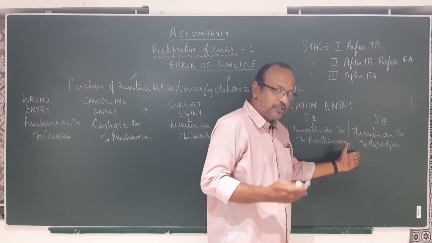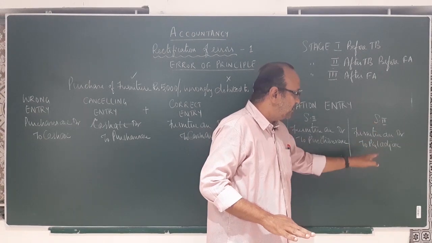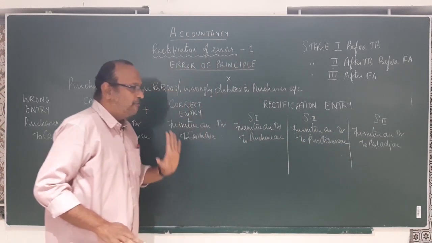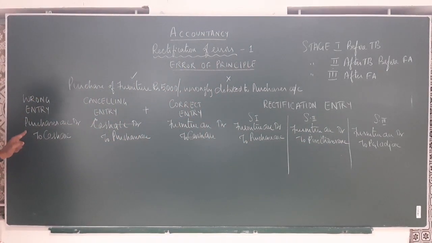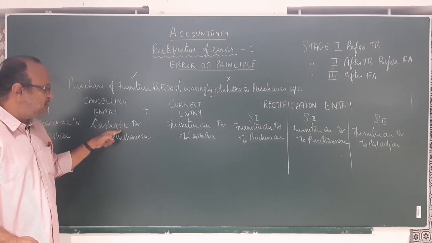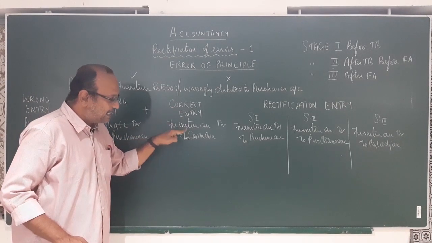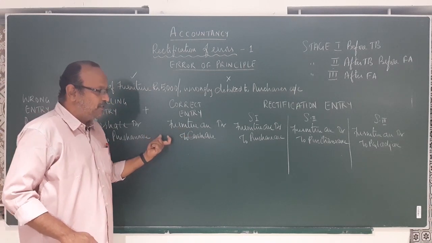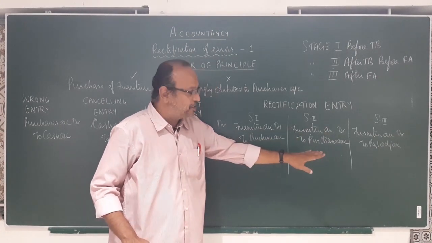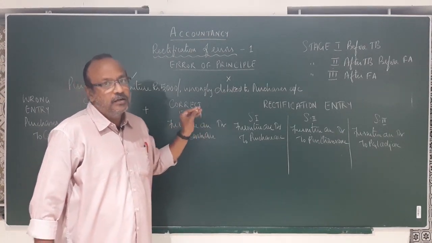And if this error was located after the final accounts, that is in the subsequent year, we will be passing this journal entry: furniture account debit to profit and loss adjustment account. What we did, from the first again, we first wrote what was the wrong journal entry. Then we cancelled the effect of that wrong journal entry by reversing the wrong entry. We wrote the correct journal entry. We combined these two journal entries and we got the rectification journal entry. Based on the stage of rectification, we passed the rectification journal entry. This is the easiest method of solving this sum.